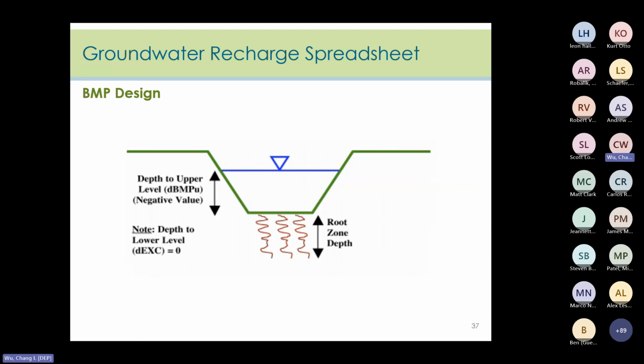Here is an illustration, for example, of a BMP that has vegetation on the bottom, which could be a bioretention system. The dBMPU for this scenario would be a negative value, and DEXC would be 0 because the vegetated ground and the bottom of the BMP are on the same level.